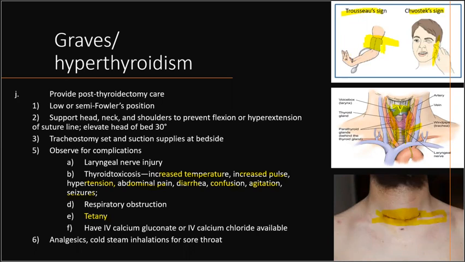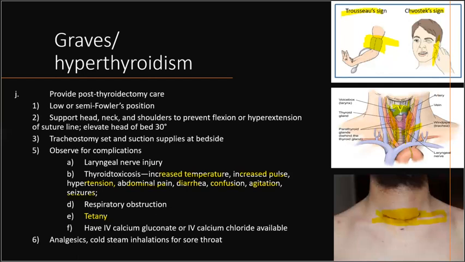And that tells you this client is in a serious condition. Again, you also want to have your IV calcium gluconate or IV calcium chloride available. Remember, low calcium levels in the blood, which is a complication from thyroid surgery, is usually short-term and relatively easy to treat by using this calcium.